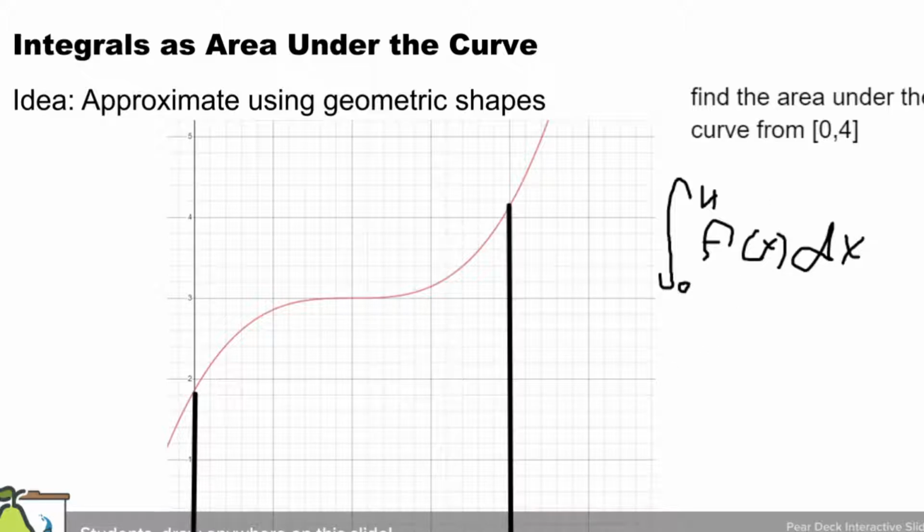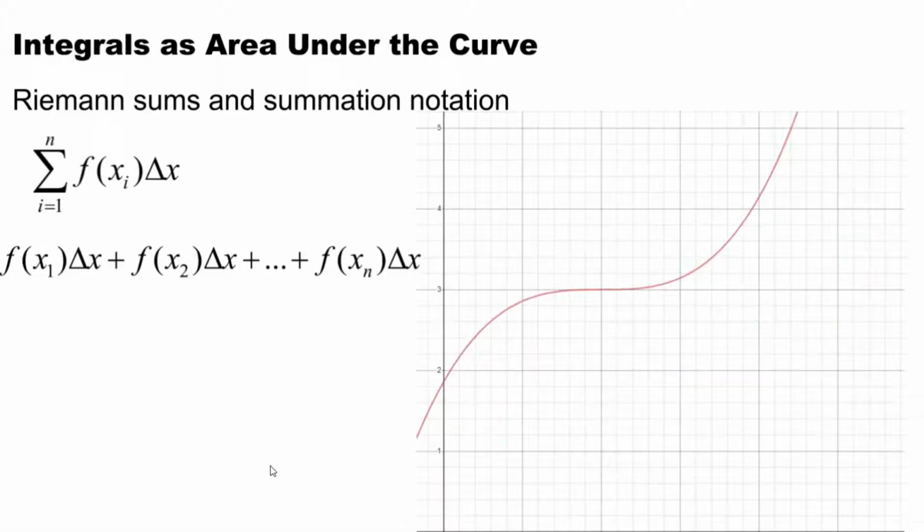And the way we're going to approximate it is using different geometric shapes. So let's get into our first way of doing it. That's where something called Riemann sums comes in, and summation notation. Okay. This is going to be what we're going to be referring back to for all of our problems.